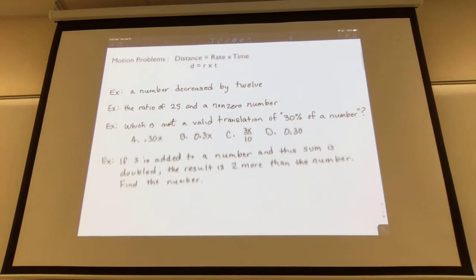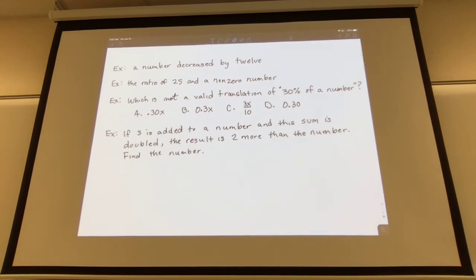So here's a couple examples, and you have these. The first one is we want to write an expression for this statement: a number decreased by 12. We'll just say let x be a number. It could be n, it could be p, we could let it be any variable. We're just going to say x. So what would be an expression that represents that statement? X minus 12. A number decreased by 12.